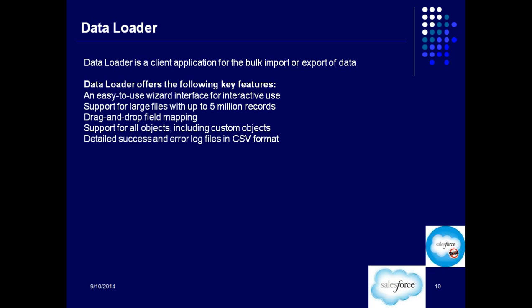Detailed success and error log files in CSV format. Data Loader provides a detailed success or error log file. It means whenever you try to import some records, and some records are not imported because of an error, Data Loader gives you a detailed log saying that these are the records which were imported and these records could not be imported because of the error. So that makes our lives easier.